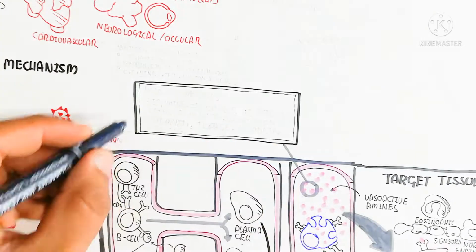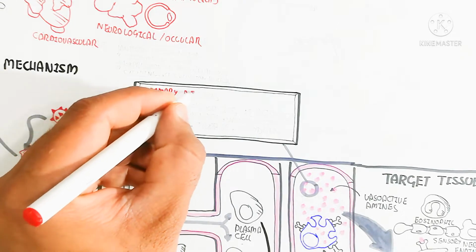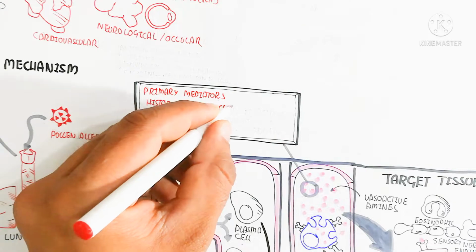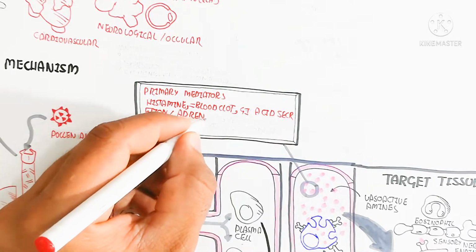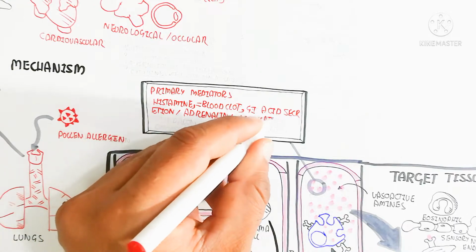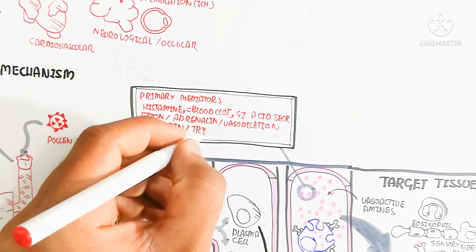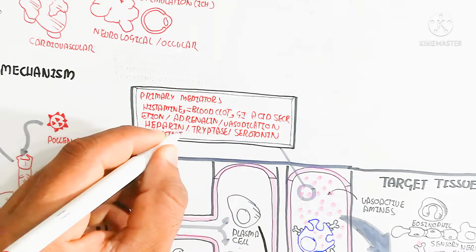Here you can see these are the primary mediators. The primary mediators are histamine, used for blood clotting and gastrointestinal acid secretion; adrenaline, used for vasoconstriction and vasodilation in different regions; and heparin. Heparin is also used, along with tryptase, serotonin, and cytokines.